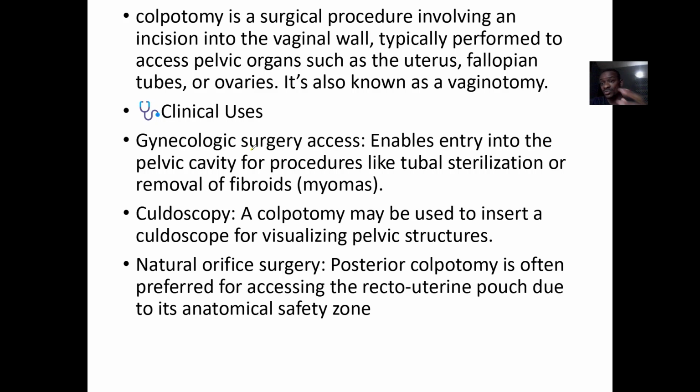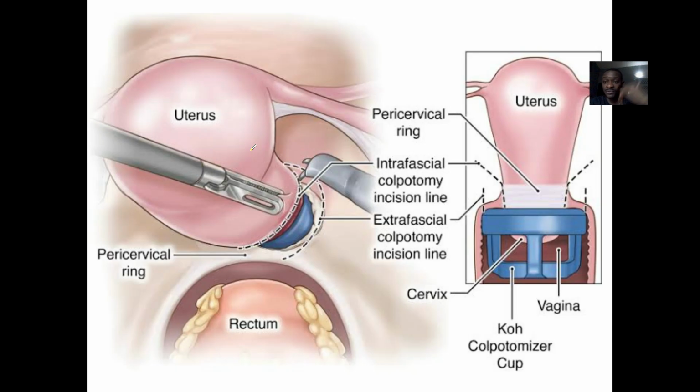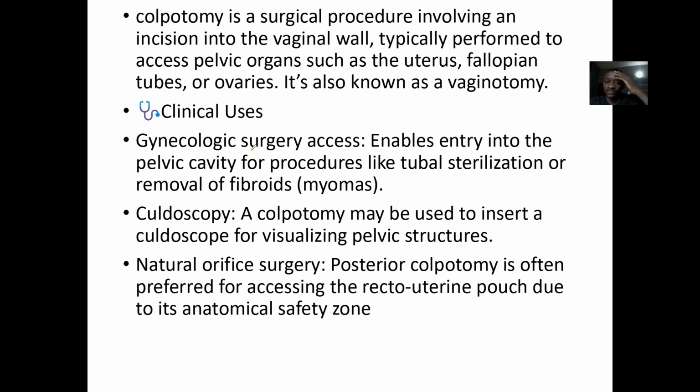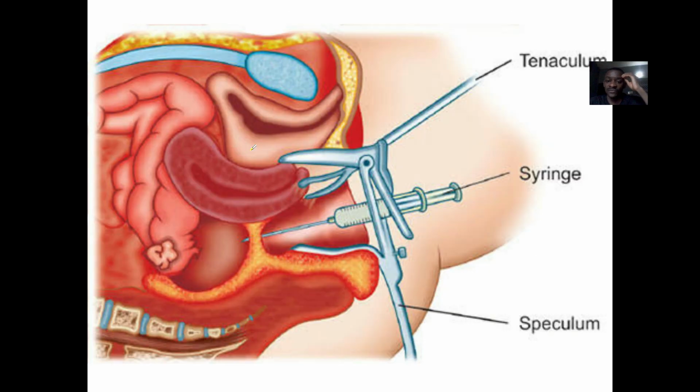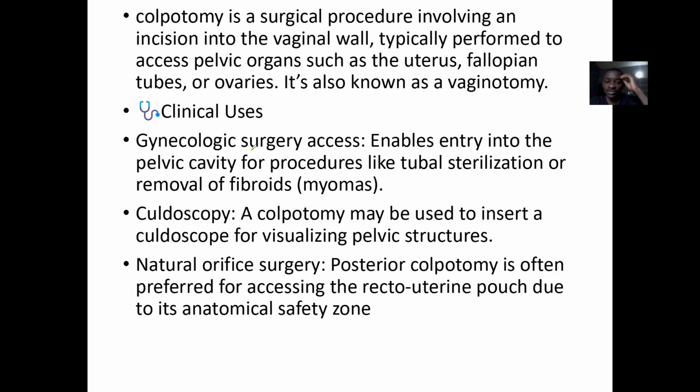sterilization as well as tubal ligation, a mode of contraception, permanent contraception. Sometimes you might be going through the vagina, incising through the vagina, because you want to remove fibroids. Then culdoscopy: a colpotomy may be used to insert a culdoscope for visualizing pelvic structures. Then natural orifice surgery. So posterior colpotomy is often performed for accessing the rectouterine pouch.